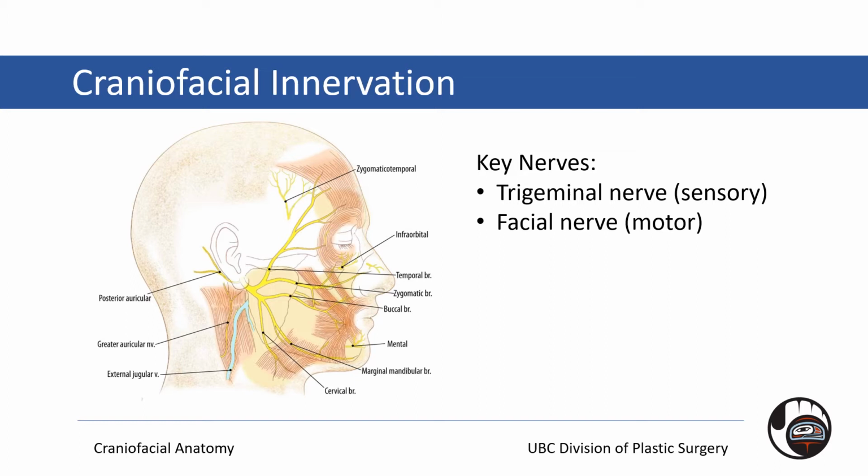The facial nerve, cranial nerve 7, provides motor innervation to the face. The branches of the facial nerve include the frontal, zygomatic, buccal, marginal, mandibular, and cervical nerves. It is also important to know your cranial nerves as a whole, as testing for these will be necessary for a complete craniofacial exam.